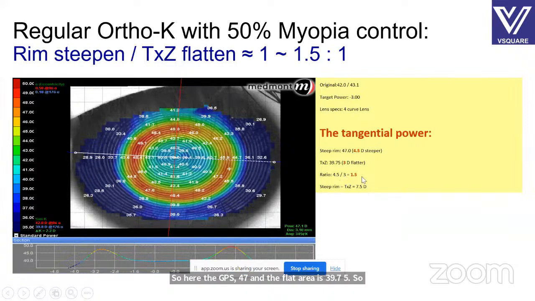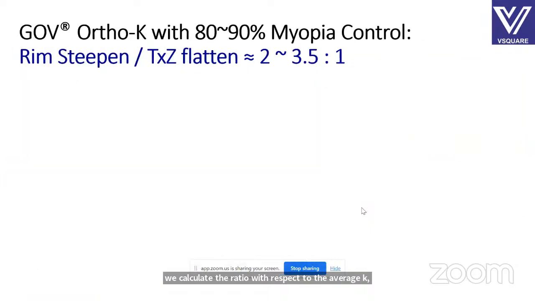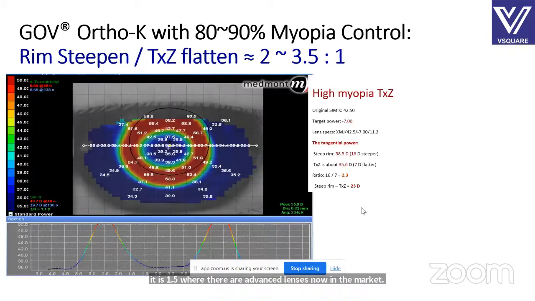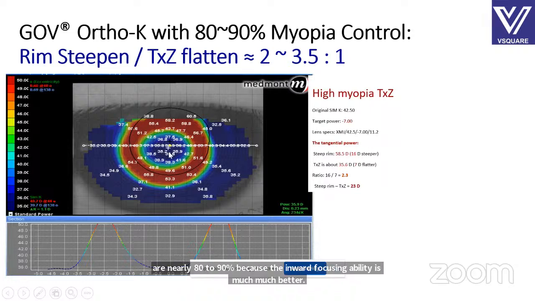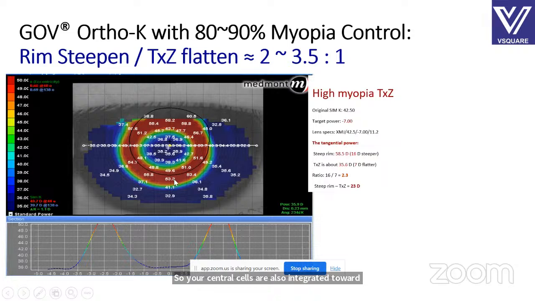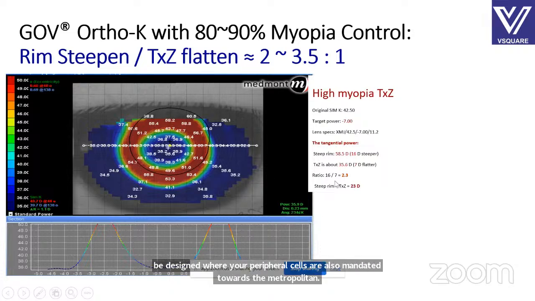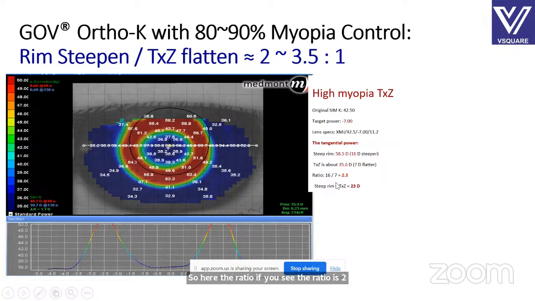When we calculate the ratio with respect to the average K, it is 1.5. There are advanced lenses now in the market. There is something called GOV, Global Ortho-K Vision, where the inward focus is much better compared to any other ortho-K designs. The success rate of these ortho-K lenses is nearly 80 to 90% because the inward focusing ability is much better. Your central cells are migrated towards the mid-peripheral region, and in this GOV design, your peripheral cells are also migrated towards the mid-peripheral region. Here the ratio is 2.3, which is higher than 1.5. So this has an inward focusing ability more than your regular ortho-K lens, and that is the reason it gives a much better success rate compared to other ortho-K designs.